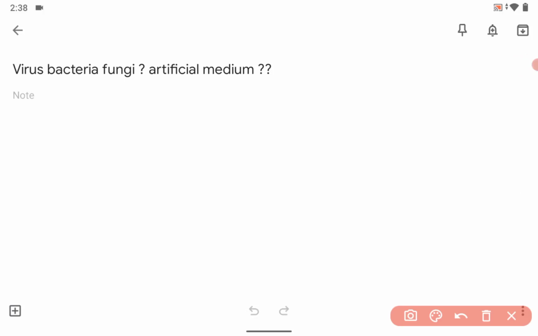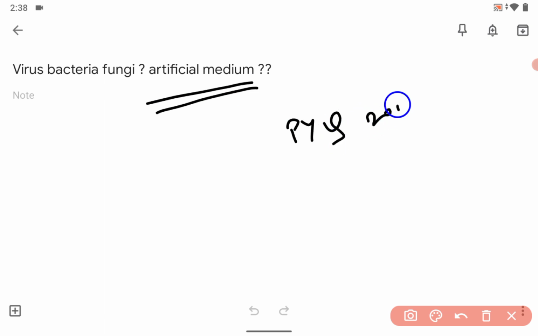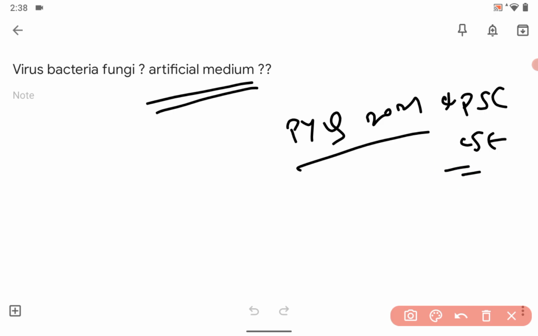Very important question, right? Bacteria, virus and fungi, can they grow in artificial medium? This is a last year question, right? Of 2021 UPSC. So what do you think?